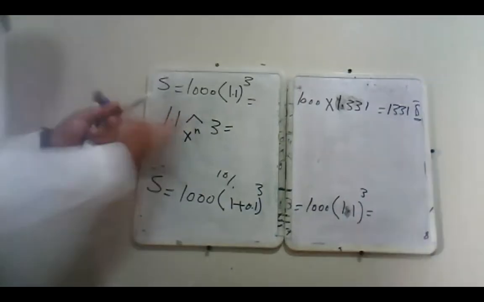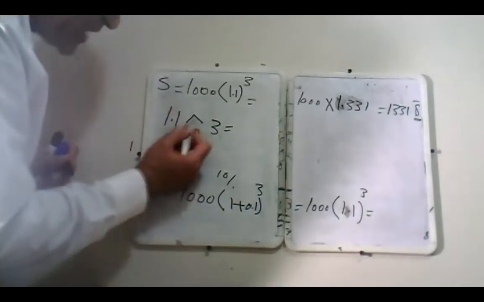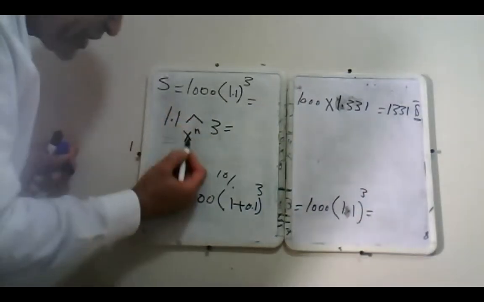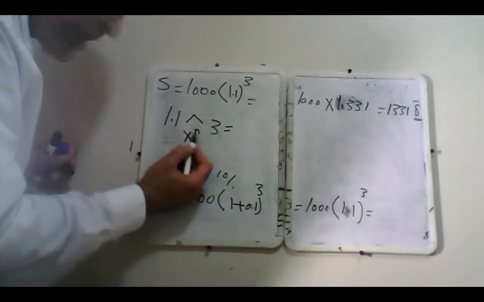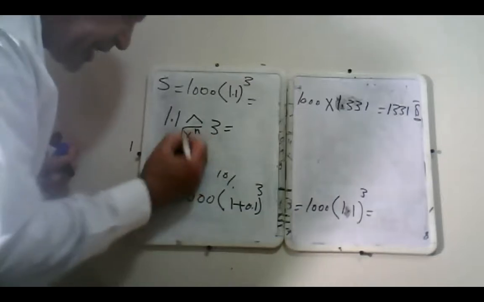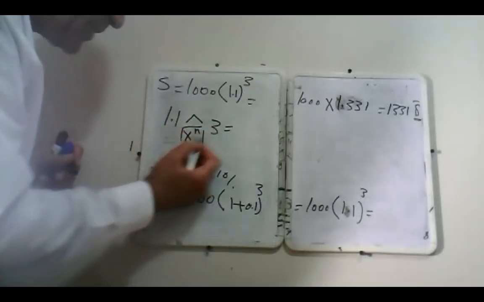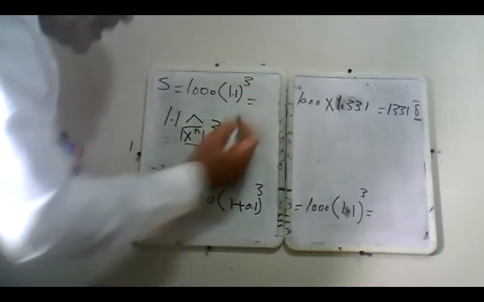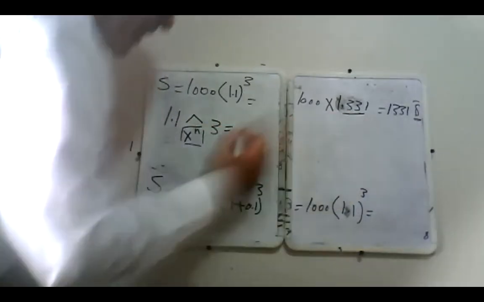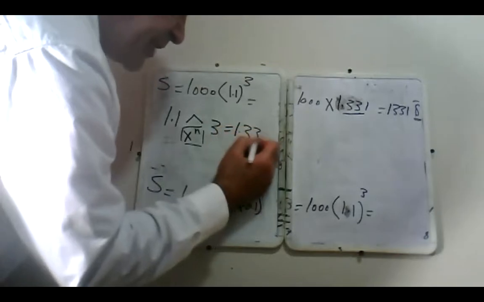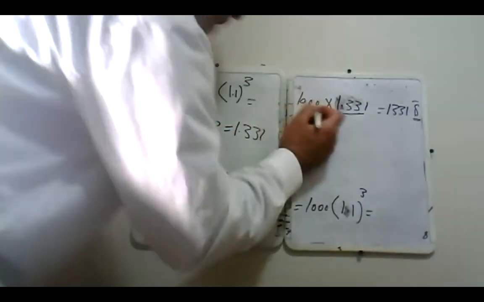Again, with the calculator, some calculators have this sign for the power, and some other calculators have x power n, like my calculator, which has this sign. Then 1.1 power 3 gives me 1.331. When you multiply it by the principal, which is 1,000, that will give you $1,331. And this was the first example.